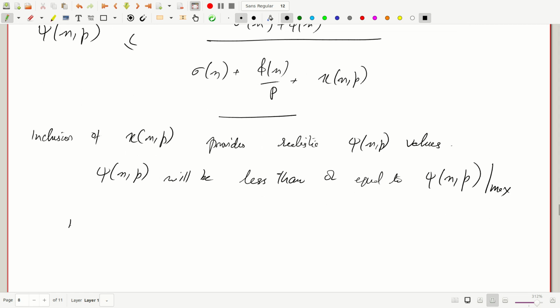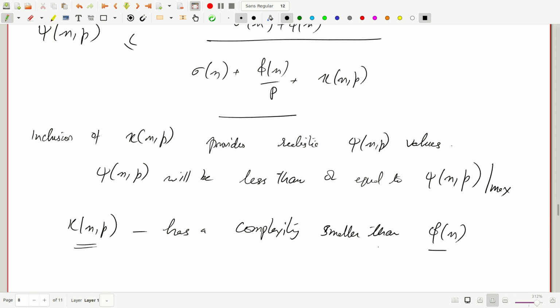And then we can also say that kappa of n comma p has a complexity smaller than your computation. That means, for example, phi of n was on the order of n square. Kappa of n comma p would never be so large, right? If it is so large, we would never go for distributed memory programming. So this always has a smaller complexity as a function of n.